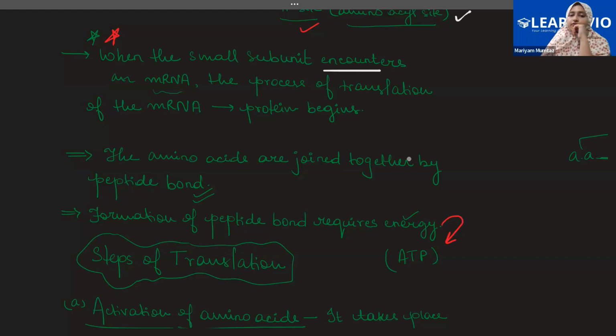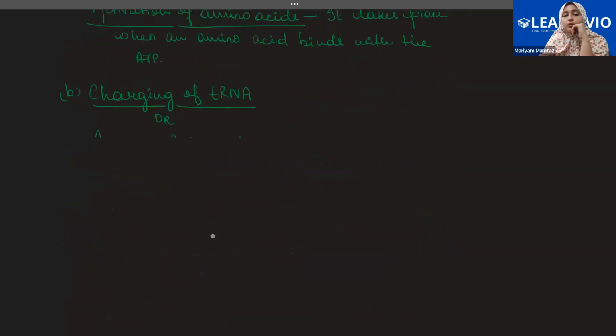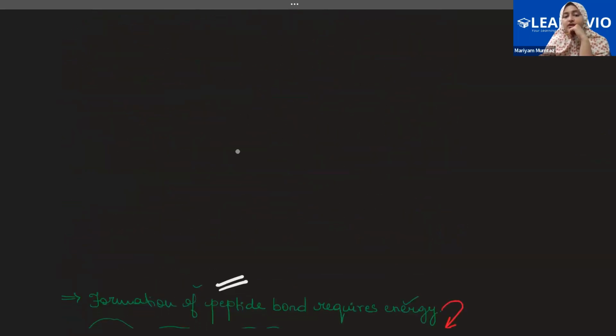So first you people note down till here. Then we'll go forward and talk about the various steps that take place in the translation process. We're almost near the end of the chapter.